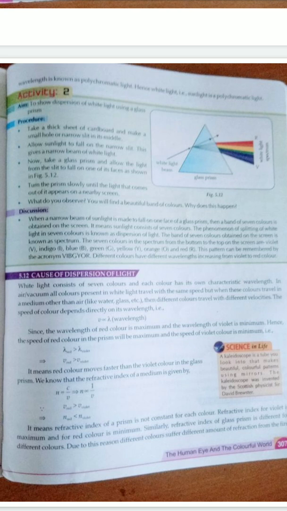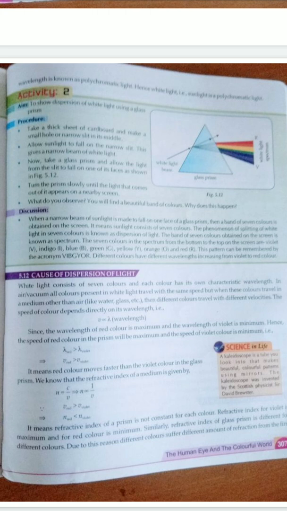It means sunlight consists of 7 colors, and the phenomenon of splitting of white light into 7 colors is known as dispersion of light. The band of 7 colors obtained on the screen is known as a spectrum. The 7 colors in the spectrum from the bottom to the top of the screen are violet, indigo, blue, green, yellow, orange and red. This pattern can be remembered by an acronym called VIBGYOR. Different colors have different wavelengths, increasing from violet to red.